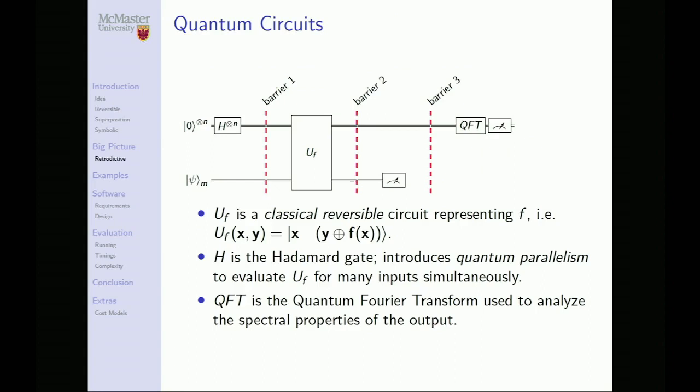So, a whole bunch of quantum circuits look the same. They have two input lines, a whole bunch of vectors at the top, a whole bunch of vectors at the bottom. The ones at the top are all entangled. They're fed in a great big box, which is reversible. You measure the bottom ones. You do a Fourier transform on the top, and you measure that. You see that a whole lot.